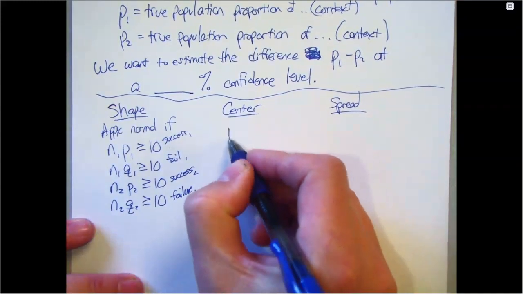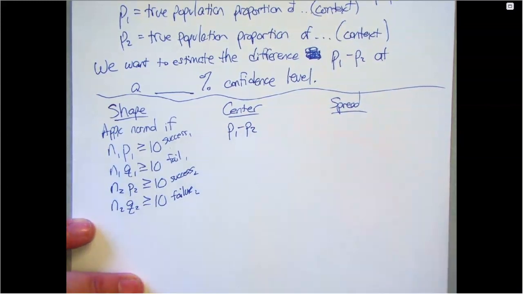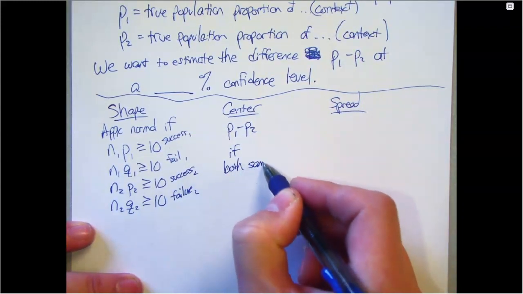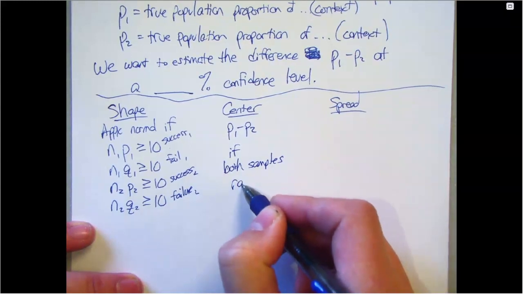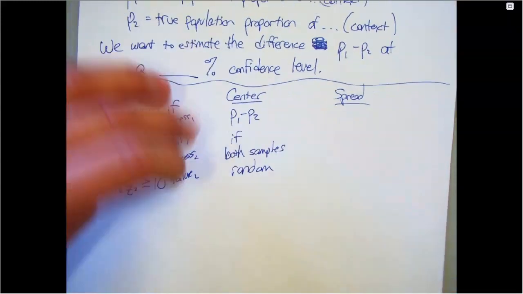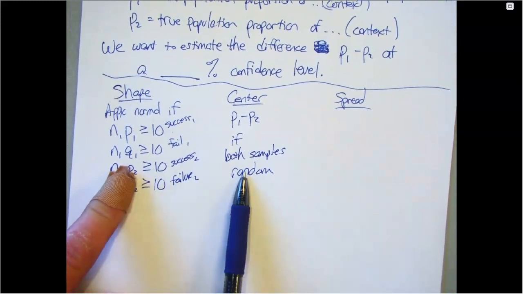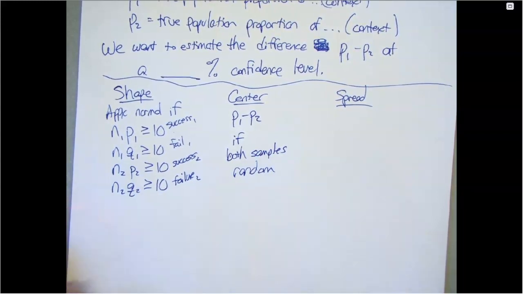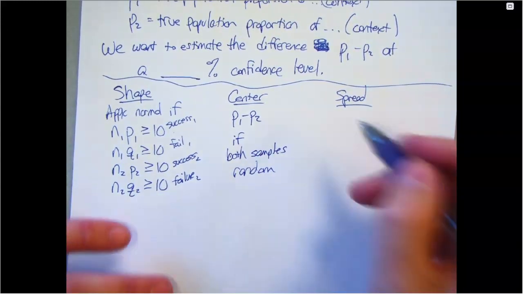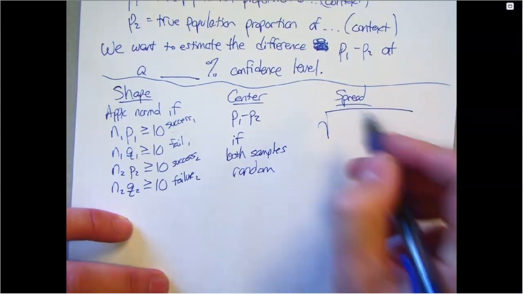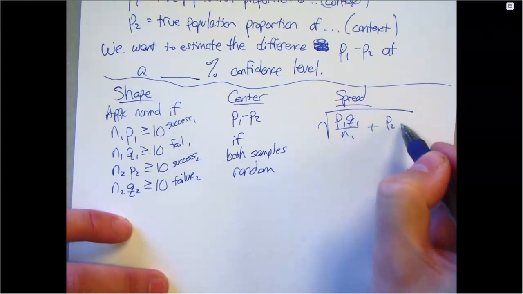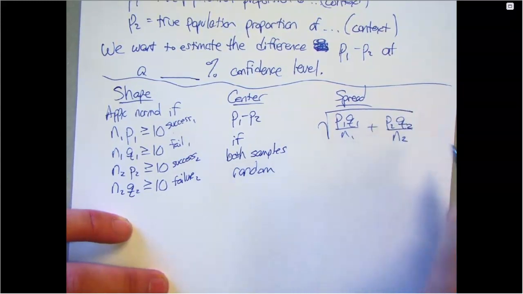The center is going to be P1 minus P2, as long as we know what. So we have to say it for both now. So if both samples are random. Same exact conditions we did before, we're just doing it again. So now there's 2 P's and Q's, now there's 2 samples. Your spread is the square root of P1 Q1 over N1 plus P2 Q2 over N2.